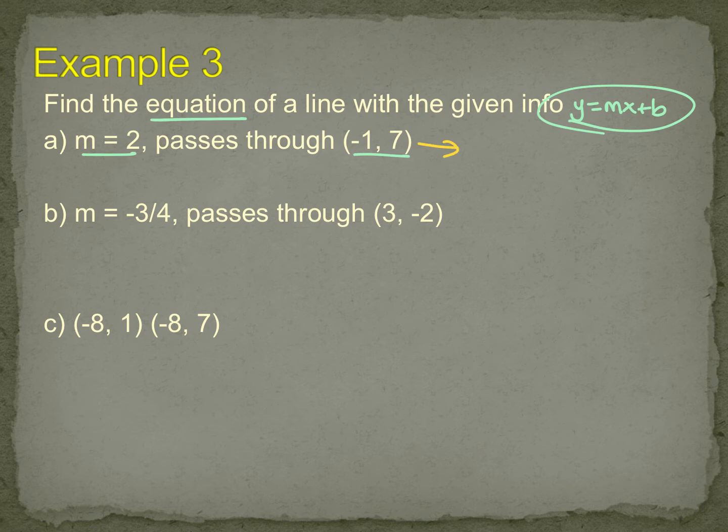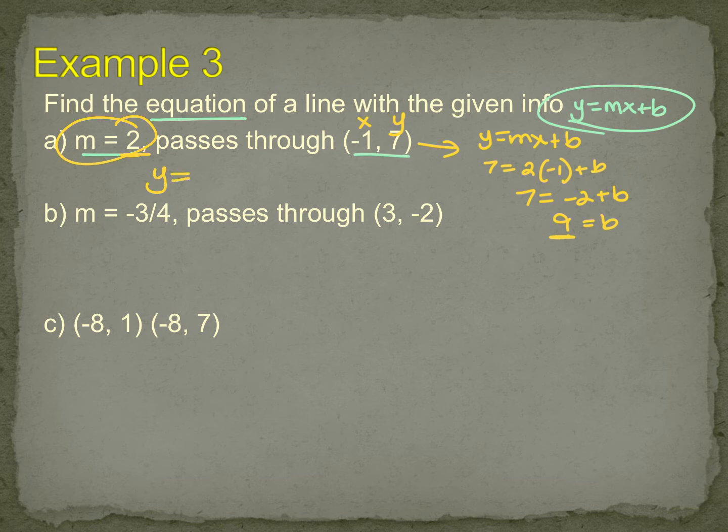So let me start with this one. y equals mx plus b. This is my x, this is my y, and this is my m. So 7 equals 2 times x, which is negative 1, plus b. 7 equals negative 2 plus b, and b would equal 9. Now I have to plug back in the b and the m. So y equals m, which is 2, x plus b, which is positive 9. And there's the equation of a line.